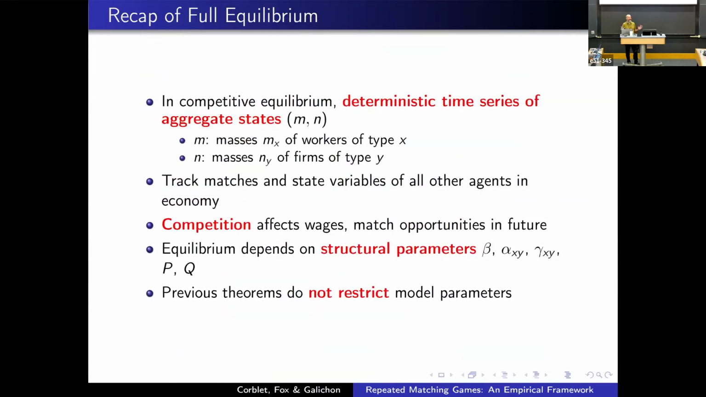Okay, so to recap what happened: there's a deterministic time series of these aggregate states in this competitive equilibrium, moving around over time due to all these matches happening at the individual level, where workers and firms are moving around and switching their matches. So you're keeping track of all the other workers and firms in the economy, and you need to be able to predict the equilibrium wages and matches in the future. The economic force of that competition is driving the matches that form, and so that's affecting both your current matches and your match opportunities.